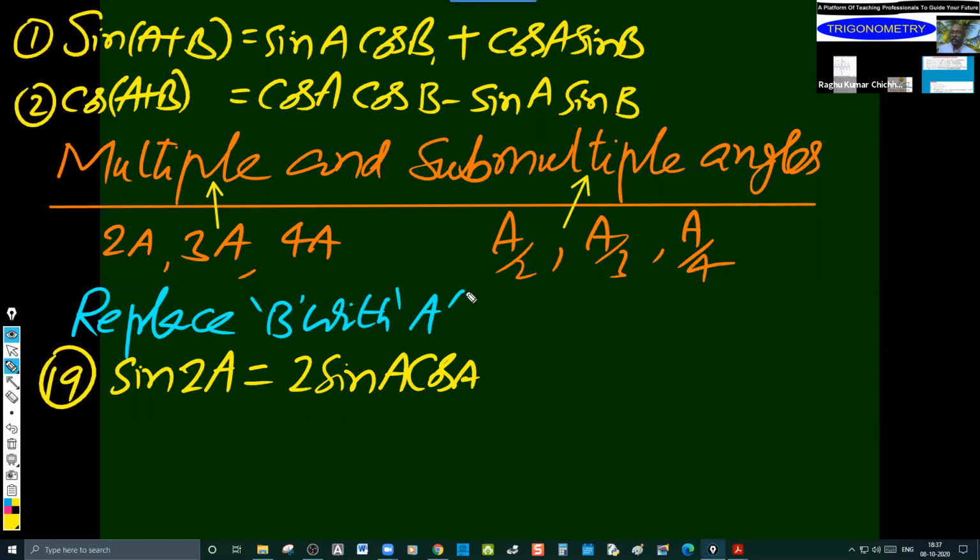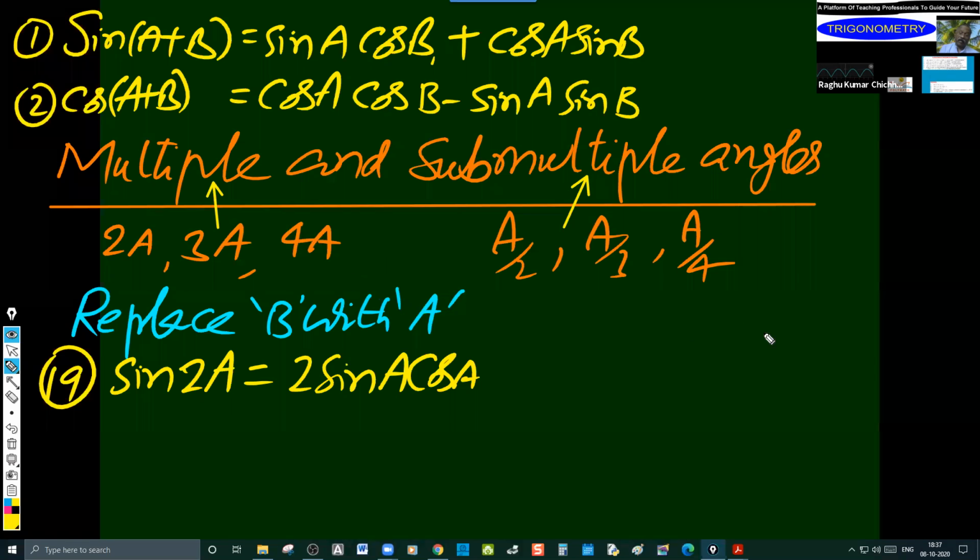Got another formula. Should I repeat? Replace B with A. This becomes sine A cos A, and this becomes cos A sine A. Both are the same terms only. Sine A cos A, so 2 sine A cos A. That's what I wrote.